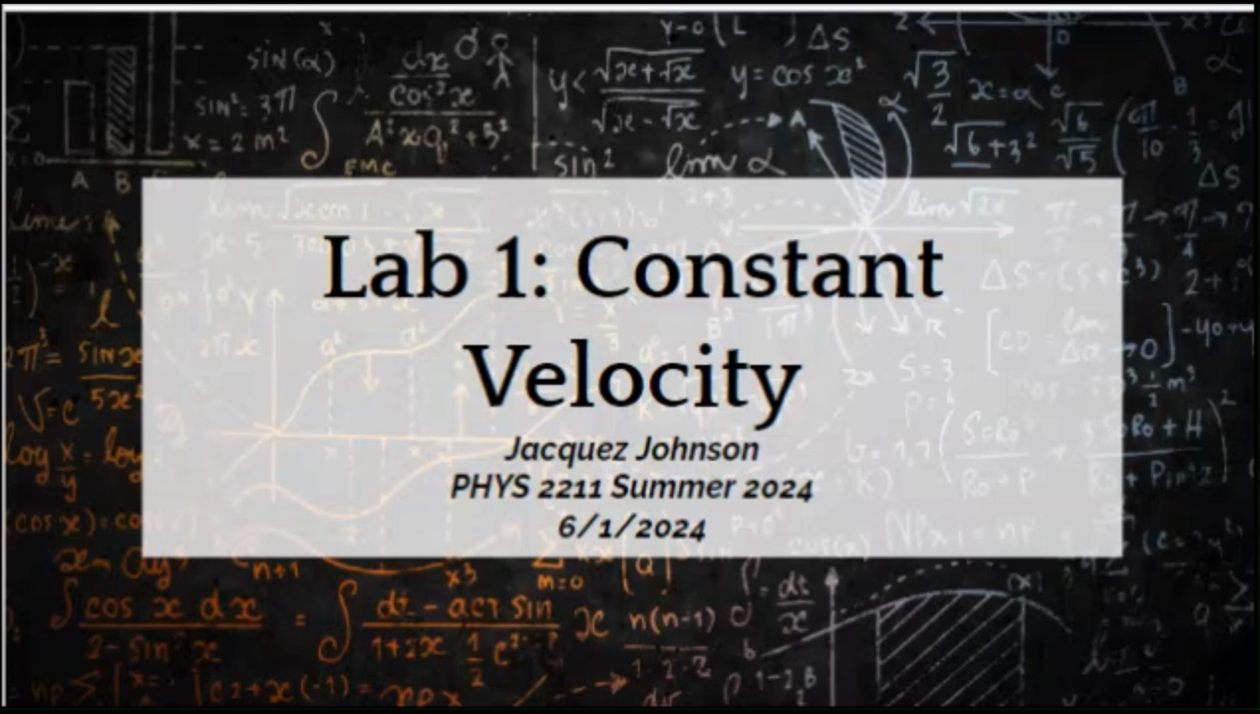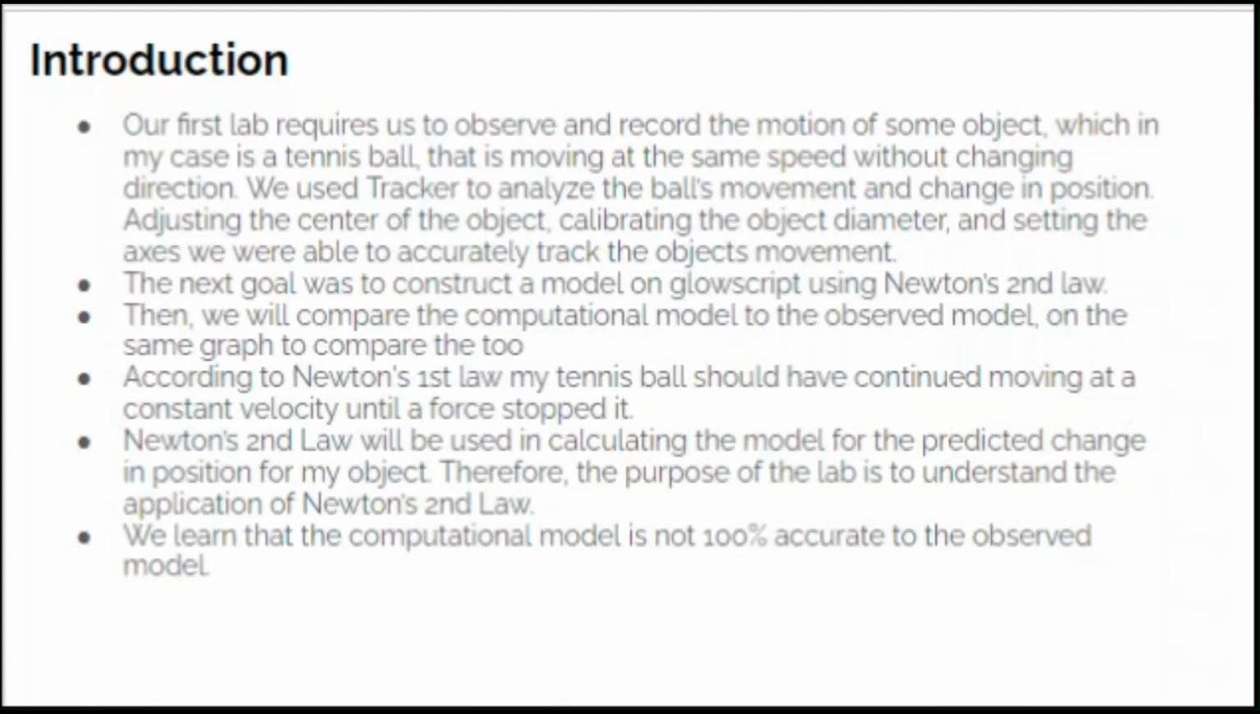PHYS Johnson, and this is my Lab 1 report for constant velocity. To give a brief introduction of the purpose of the lab and what I did, our lab requires us to observe and record the motion of some object, which in my case is a tennis ball that I rolled across the top of my dresser.